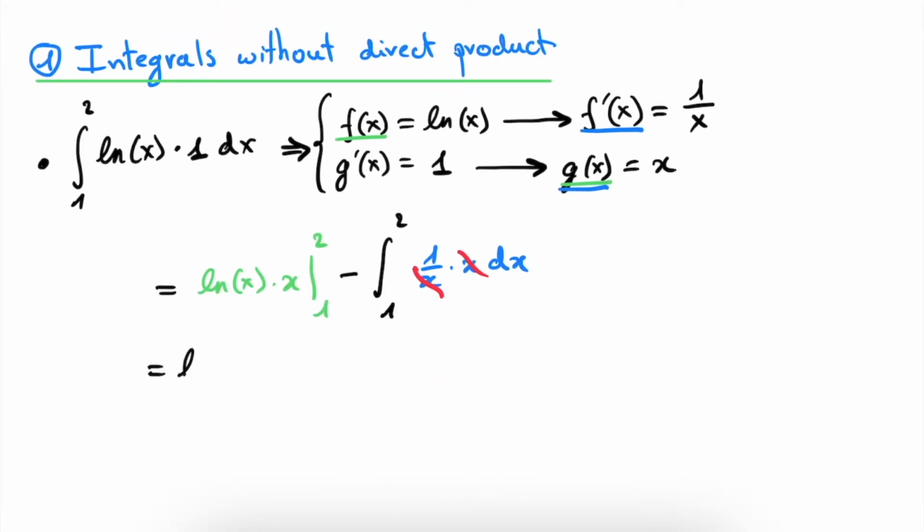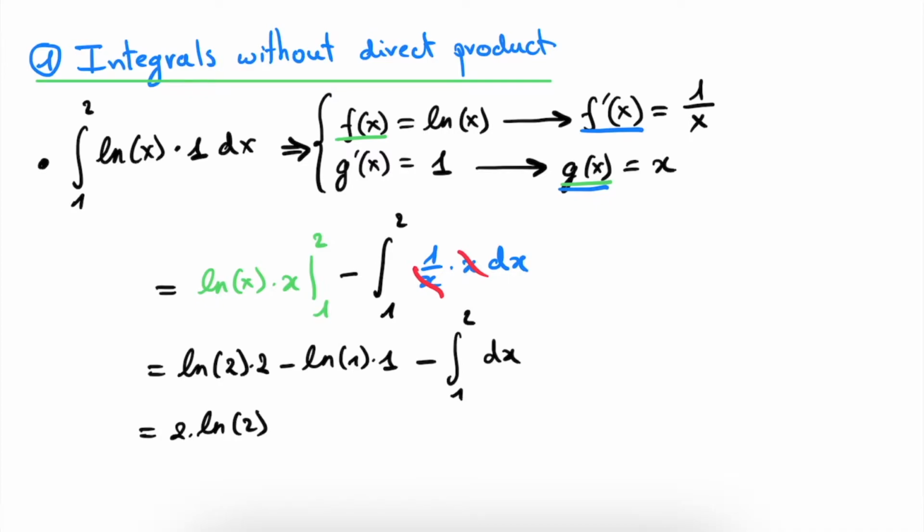So we get that ln of 2 times 2 minus the ln of 1 times 1, which is simply this term that we filled in both of the boundaries, minus the integral between 1 and 2 of dx. We can rewrite this as 2 times the logarithm of 2. The logarithm of 1 is equal to 0, so this term drops out, minus x, which is the result of the indefinite integral of dx, and we have to fill in the boundaries 1 and 2.